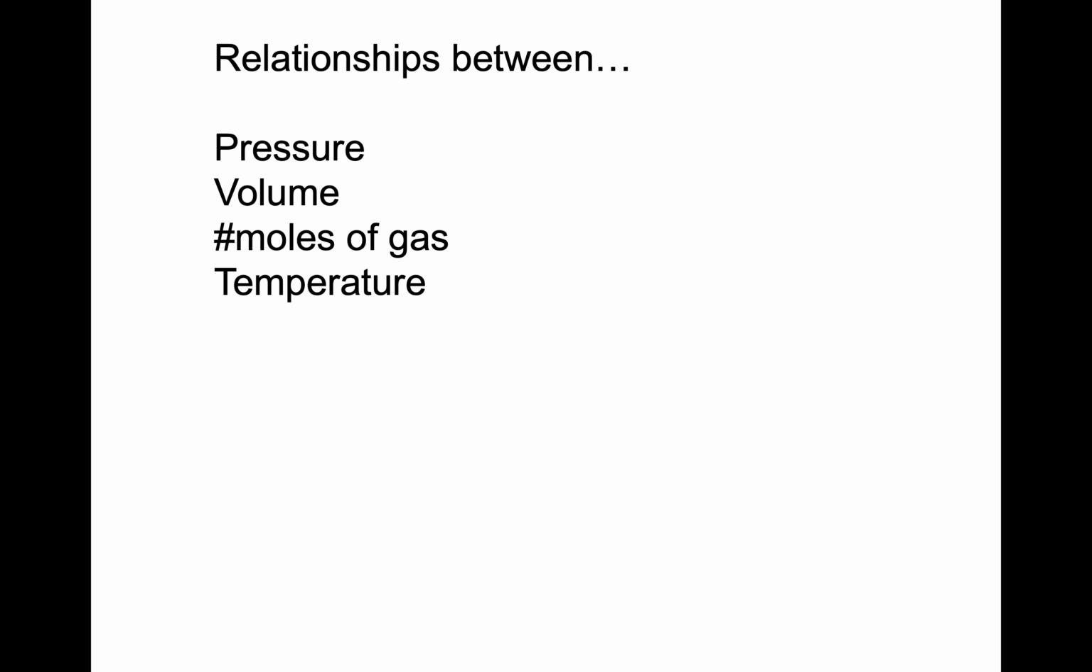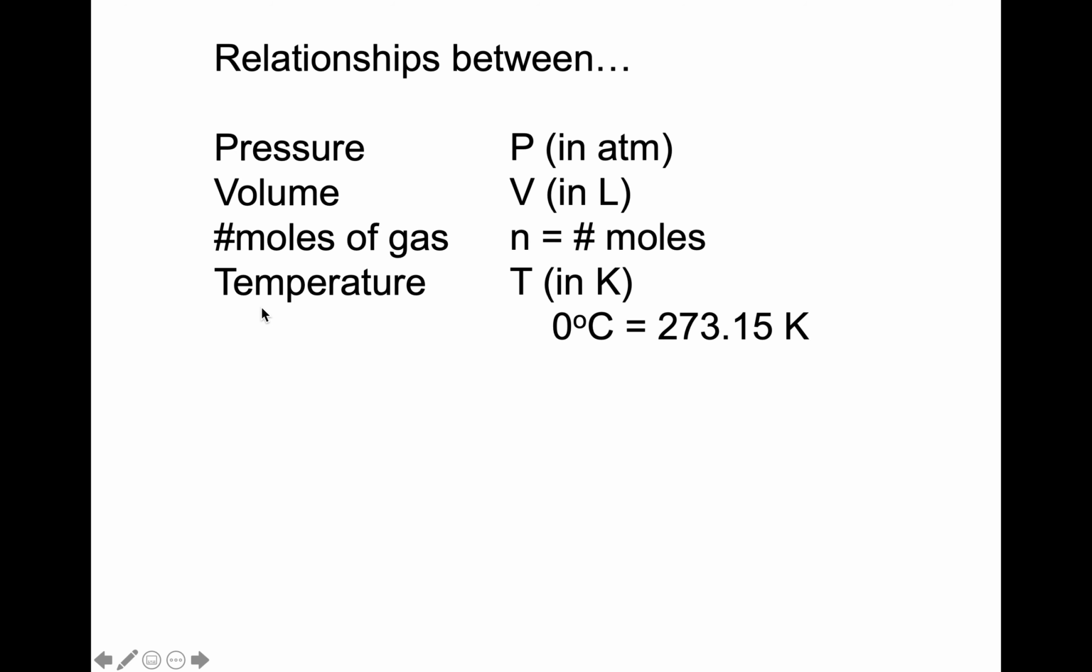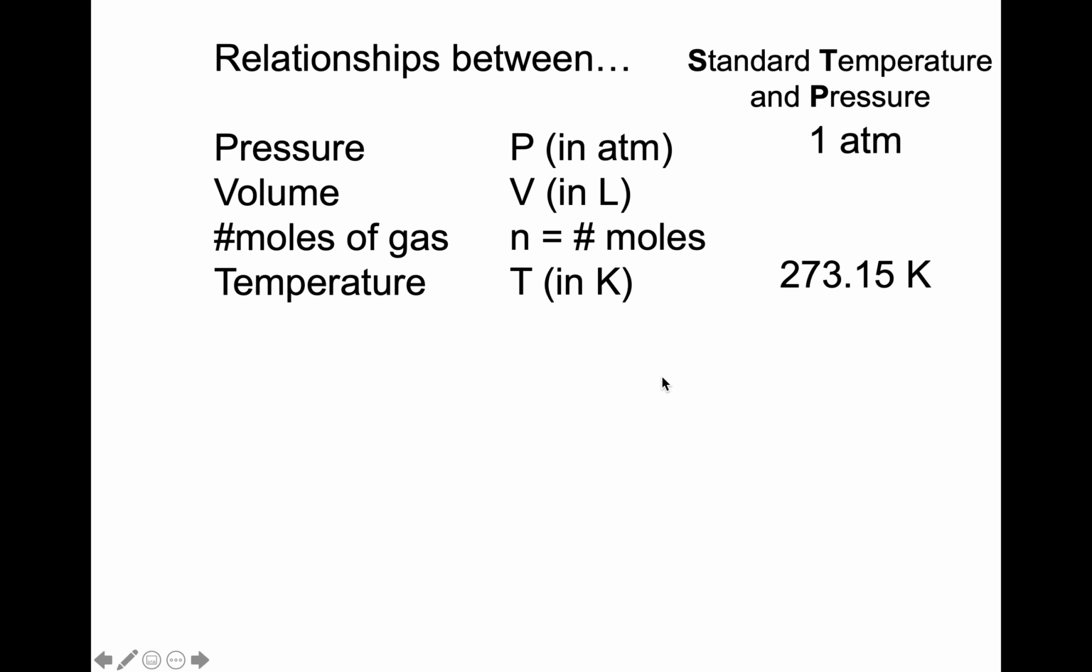So let's look at relationships between pressure, volume, the amount of the gas, and the temperature. Our symbols for that: pressure will be P, volume V, number of moles of gas is n, temperature T. Typical units will be atmospheres, liters, and Kelvin. We need to be able to do temperature conversions between Celsius and Kelvin. 0 degrees Celsius is 273.15 Kelvin. We'll also see descriptions of what are called standard temperature and pressure. The pressure then is 1 atmosphere, and the temperature is 273.15 Kelvin.